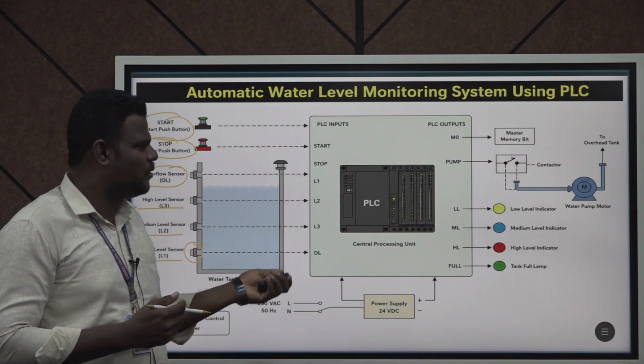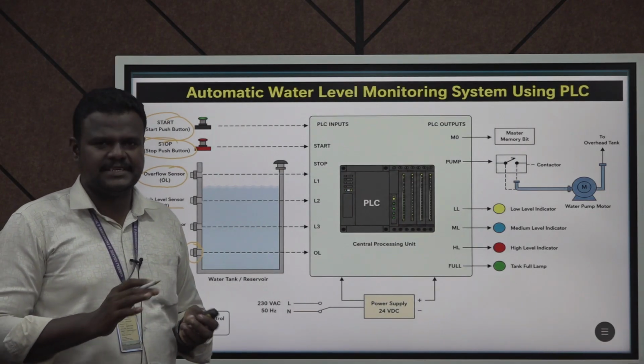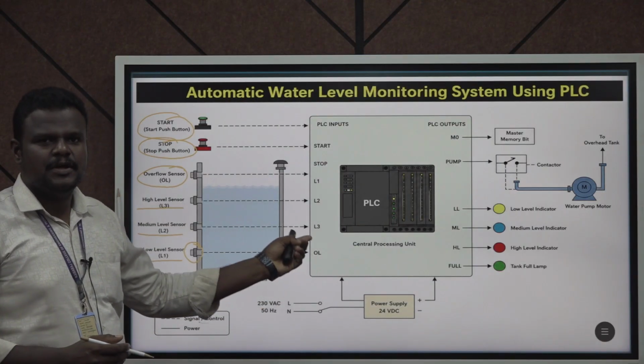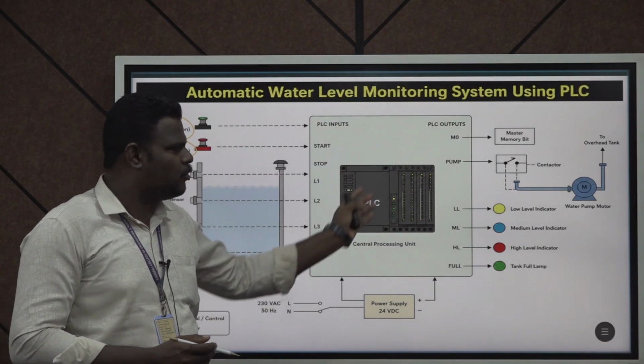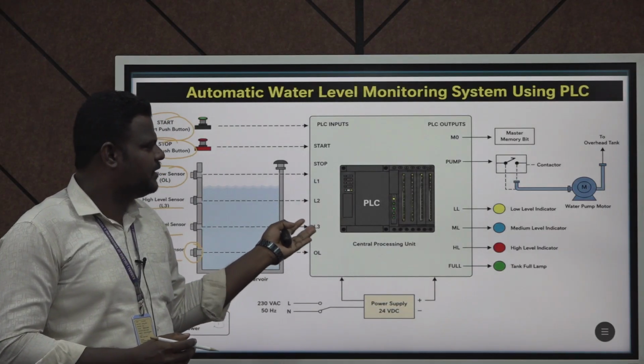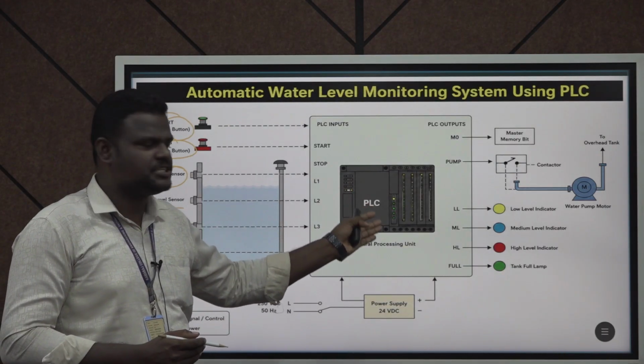The PLC operation consists of three cycles. The first one is the input scan, the second one is the program scan, and the third one is the output scan. This is the PLC scan cycle. So the PLC acts as the brain of the system.